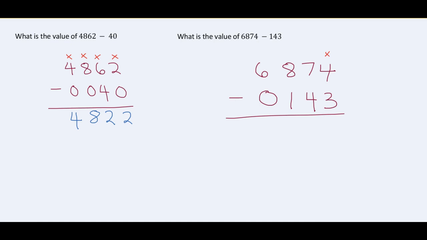4 minus 3, that's going to give us 1. We switch over to the next column. 7 minus 4, that will give us 3. Then next column. 8 minus 1, that will give us 7. And then final column here. 6 minus 0, that will give us 6.